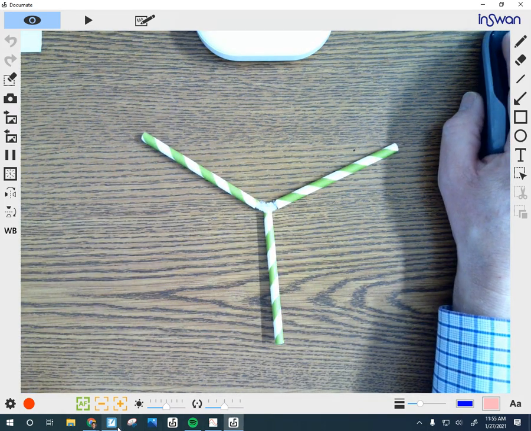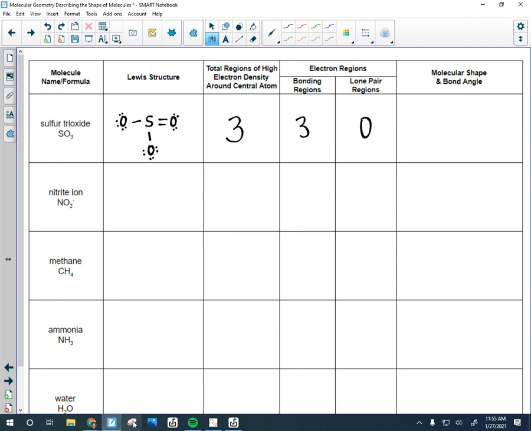So let me jump back over to the notes. The way I'm going to draw that is, well, actually, let's go ahead and name it first. The name is kind of a fancy name. It is named trigonal planar. So P-L-A-N-A-R. So trigonal planar. Trigonal because it has 3 parts.